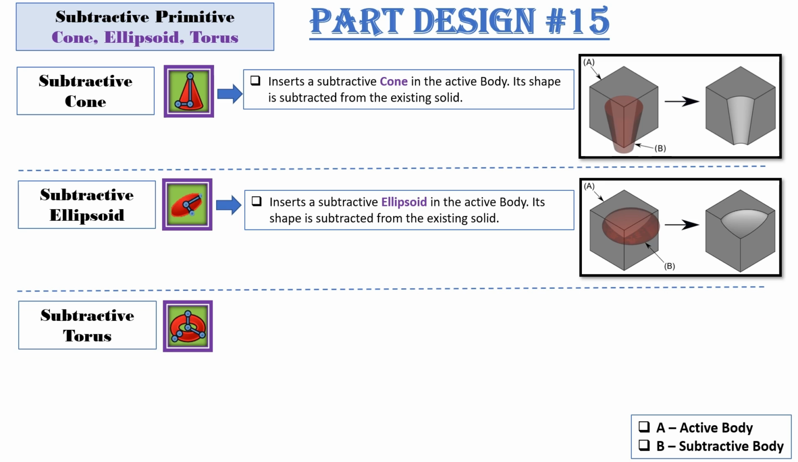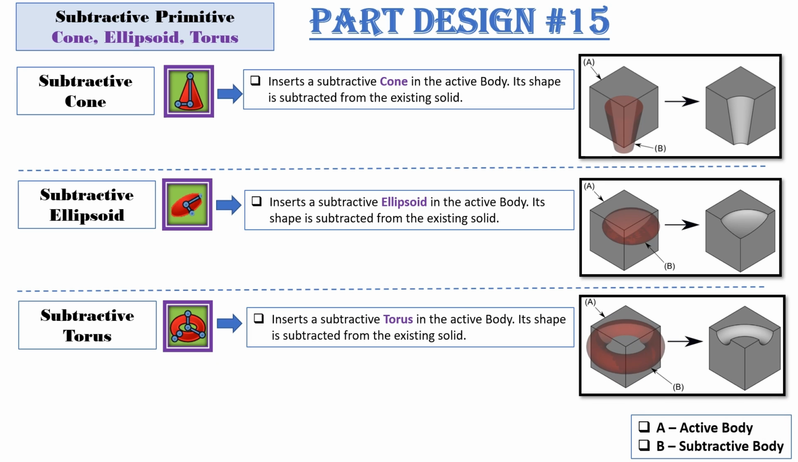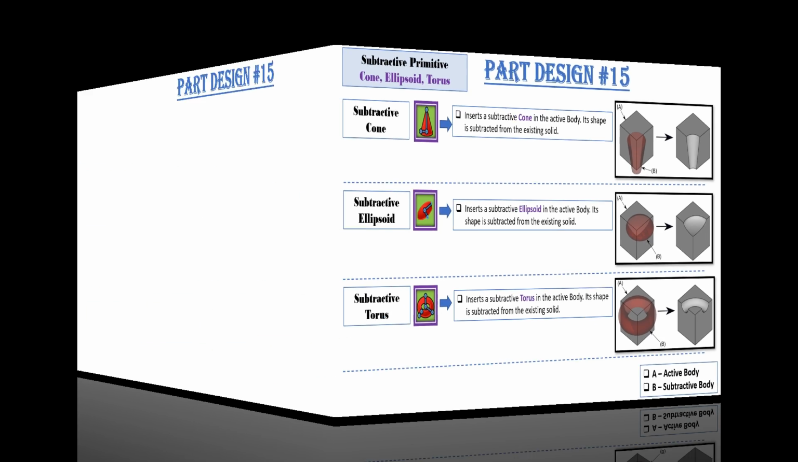The last subtractive tool is called subtractive torus. The function of this tool is similar to subtractive cone and subtractive ellipsoid. They remove material from the supporting active 3D object.